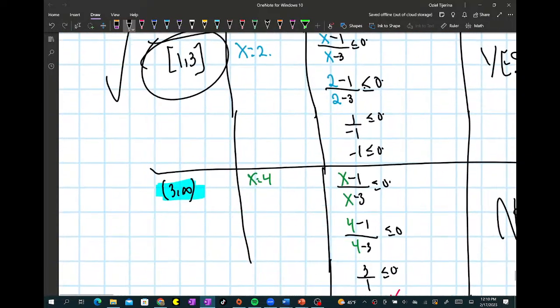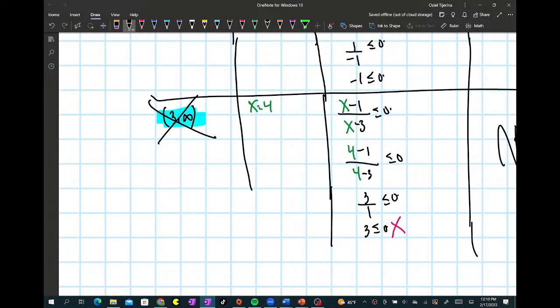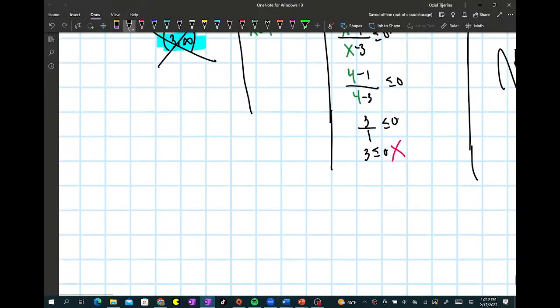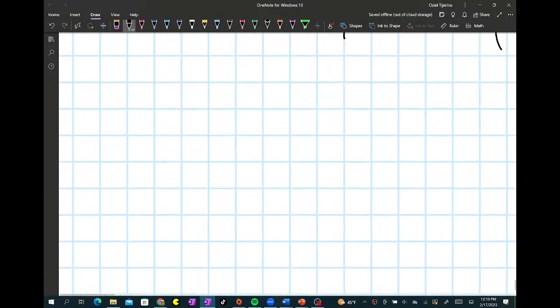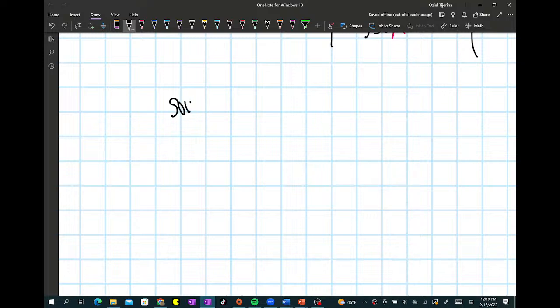So no, this one doesn't work. The only one that works is from 1 to 3, and that is how you know that that is your solution. So the solution set is from 1 to 3.